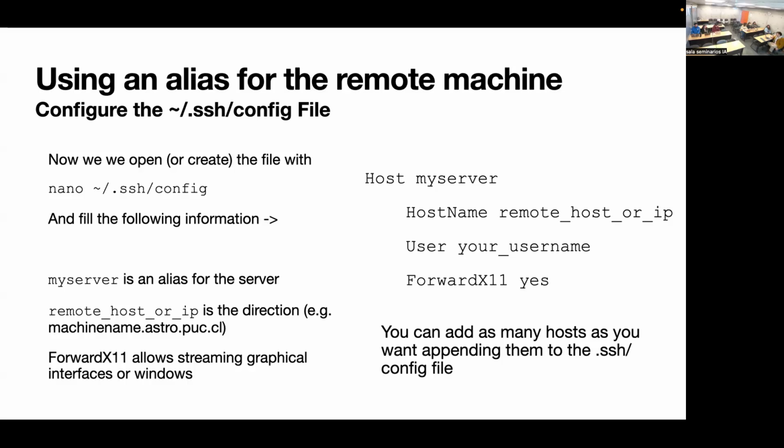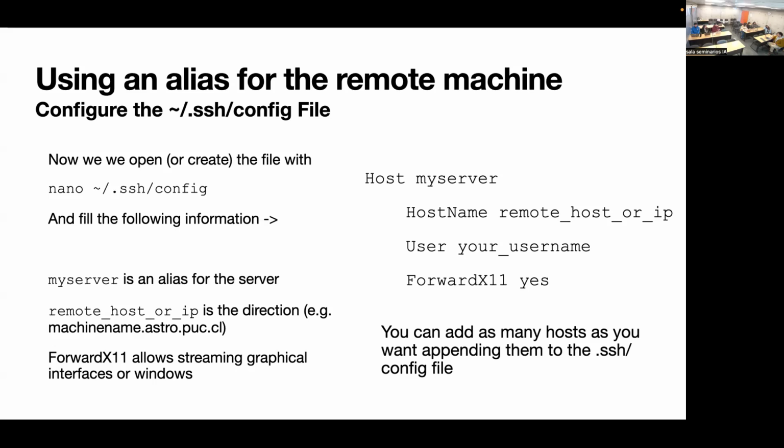Mine will be J, or no. And you would like to set the ForwardX11 argument to yes, in order for the connection to retrieve your graphical interface when you connect to it. You always want to put that to yes.